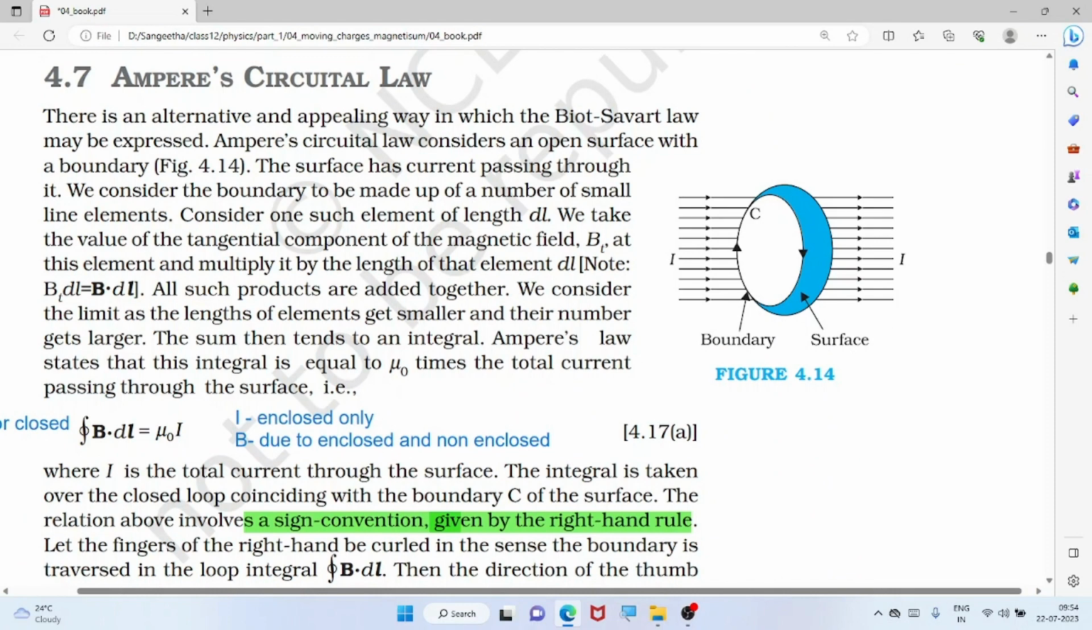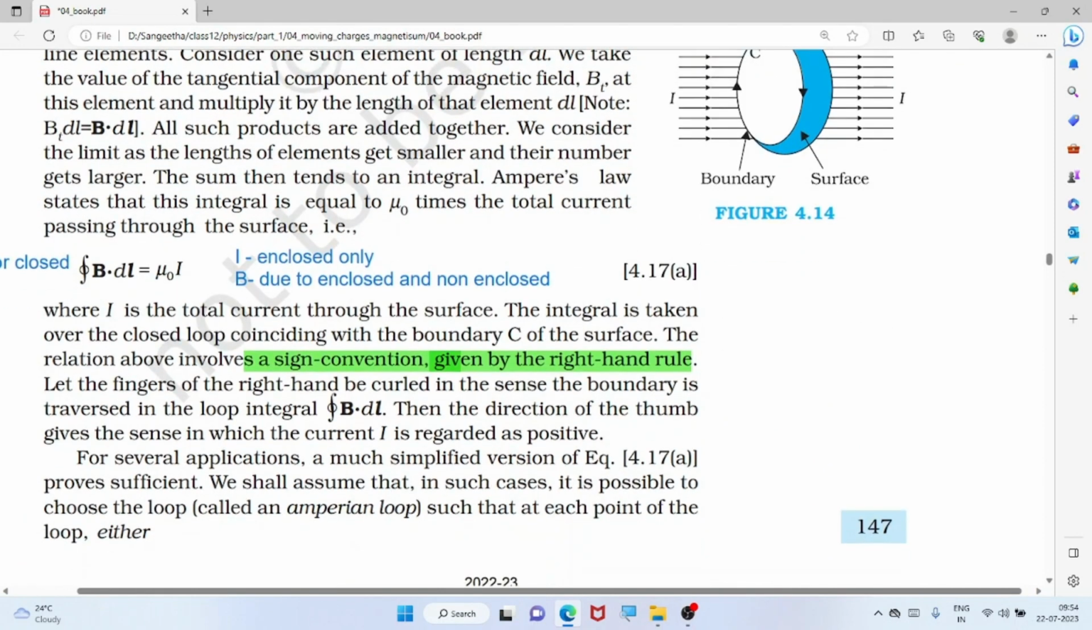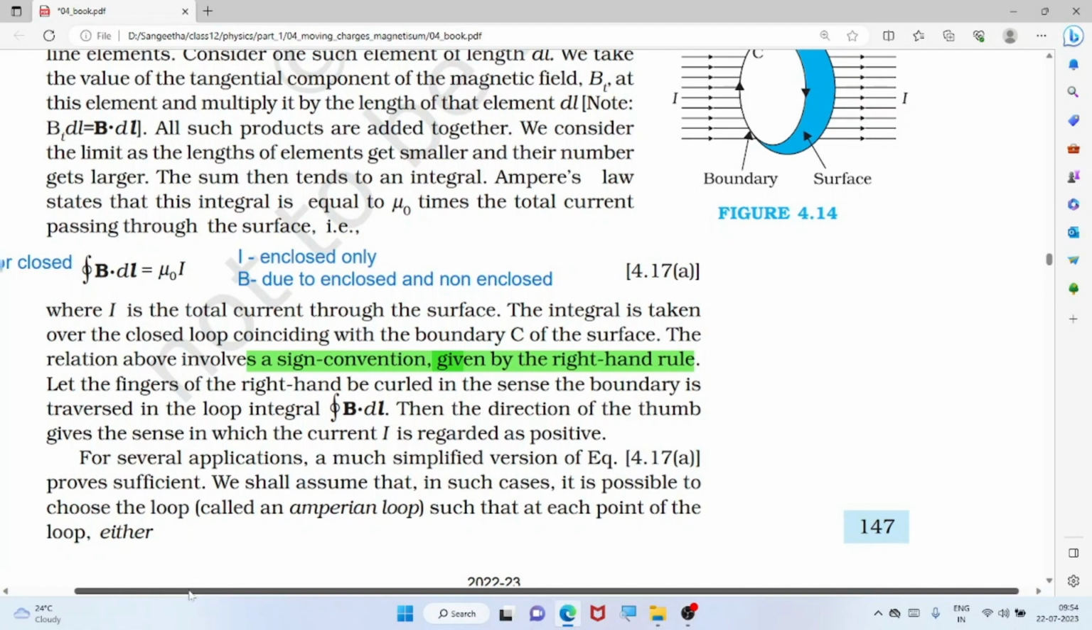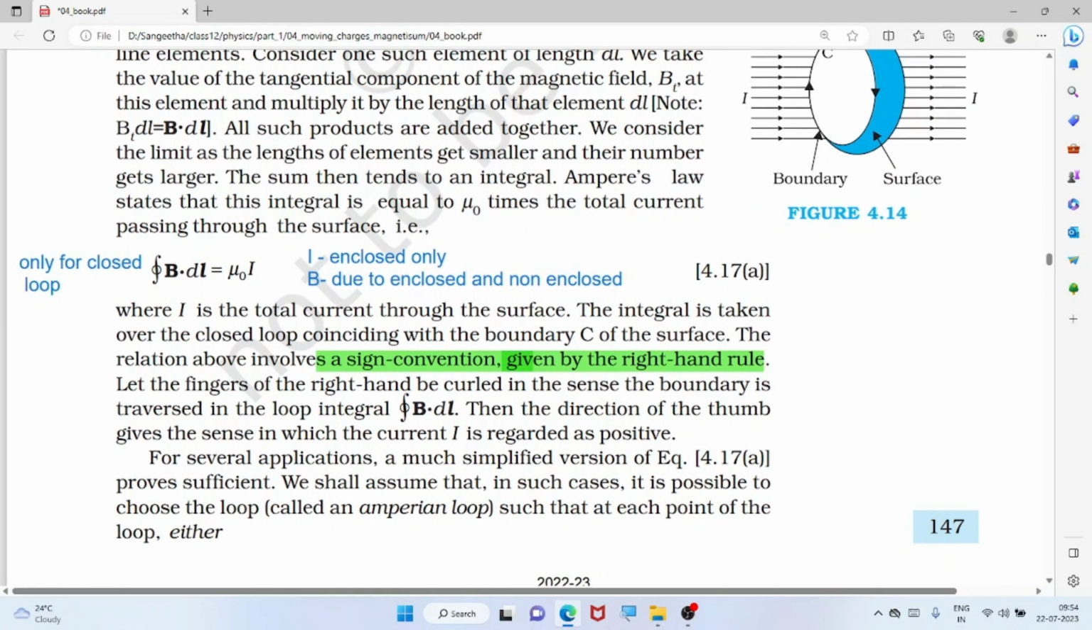Ampere's circuital law: for a closed surface, the integral of B dot dl equals mu naught times I enclosed. This is for the enclosed current I within that surface, but B is due to both enclosed and non-enclosed currents. It may be due to the enclosed current, and it may also be due to currents outside the closed loop.